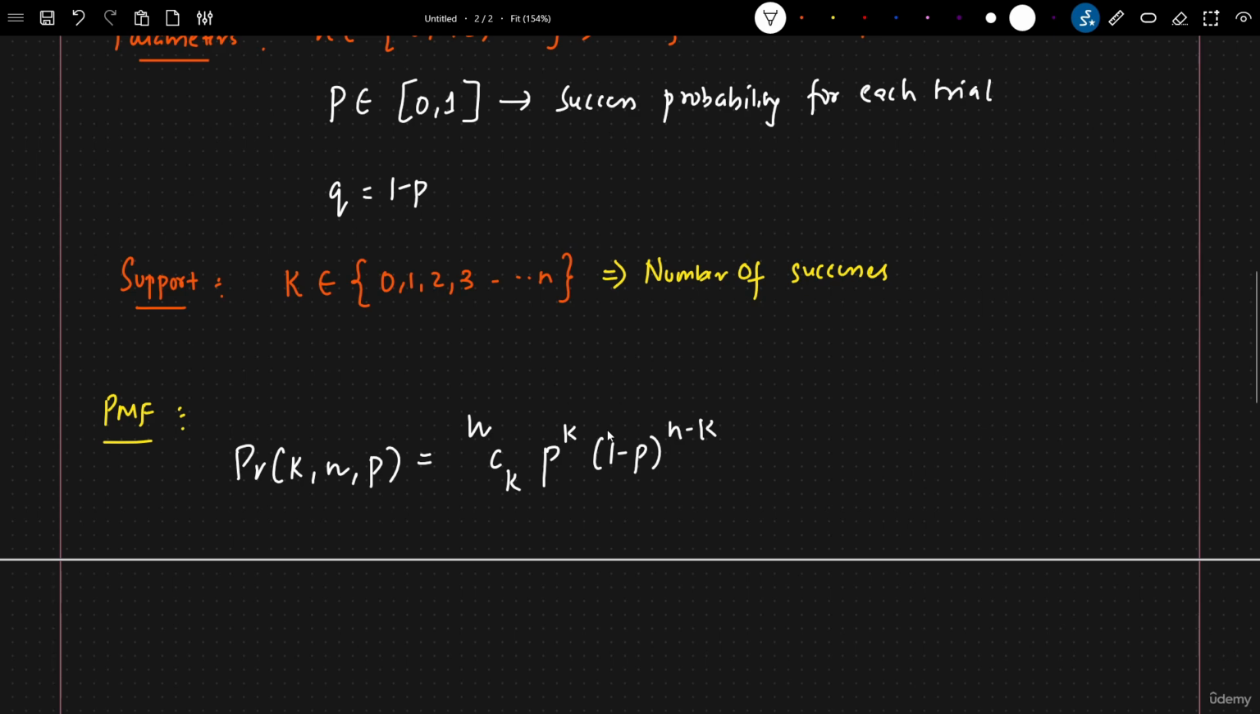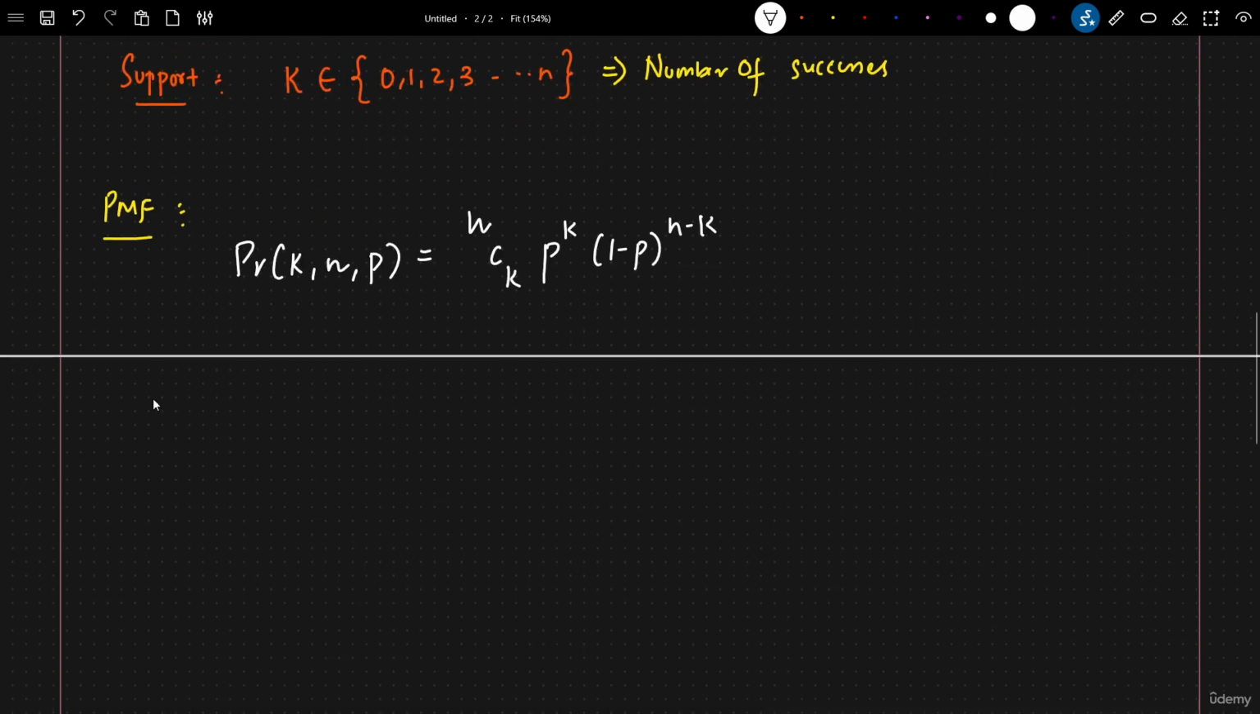If my number of trials n is just 1, then I replace n with 1 over here, and this basically becomes a Bernoulli distribution. But since we are doing it for n trials, my formula looks like this: nCk, the combination, p to the power of k, (1 minus p) to the power of n minus k, for k equal to 0, 1, 2 up till n. The k value goes from there to there.